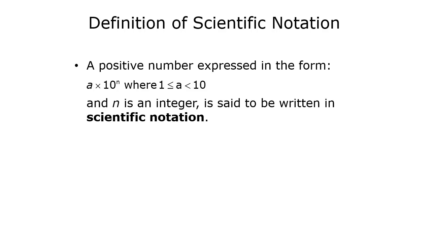So scientific notation is really just a shorthand that we use to represent really large numbers or really, really small numbers. And in order for something to be in technical scientific notation, it has to be a positive number expressed in the form of a times 10 to some power, where a is a number between 1 and 10. It can be equal to 1, right? And it has to be less than 10. So basically it has to be a single-digit number. And that's it. It's that simple. N is an integer. And once you have it in that form, it's in standard scientific notation form.